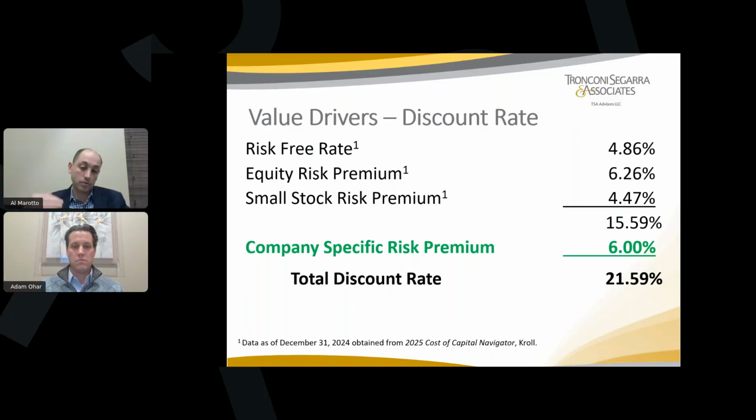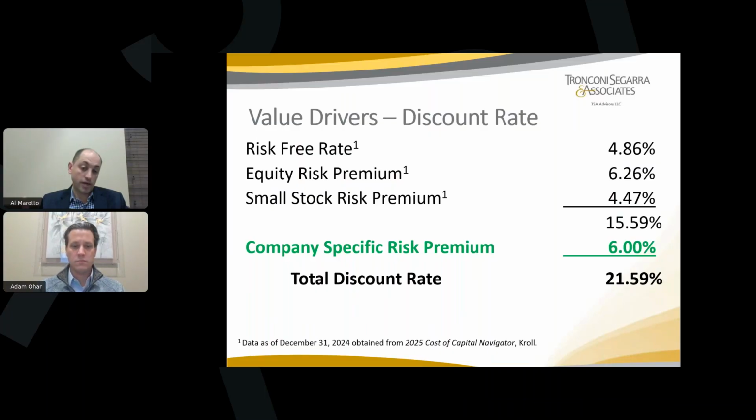So what we use is the build-up method, where we take rates of return on substitute investments and come up with a base level of risk, or base level rate of return, and then add your company-specific risk premium onto that. So these three items at the top here are all based on empirical evidence and on data that we pull in from our databases.